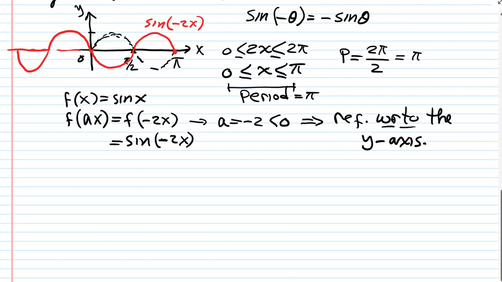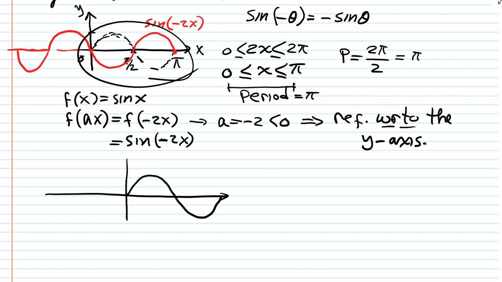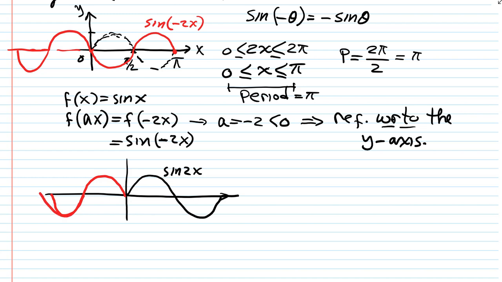And what does that mean? Well, if I graph y equals sine 2x, remember my sine 2x, my dotted curve, this one that was dotted, that's my sine 2x. The effect of negative 2 is to reflect it about the y-axis, right? So it's actually going to look like this. And there you have that portion of the graph.